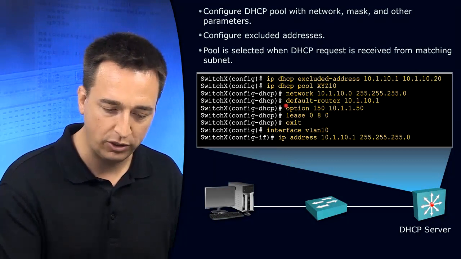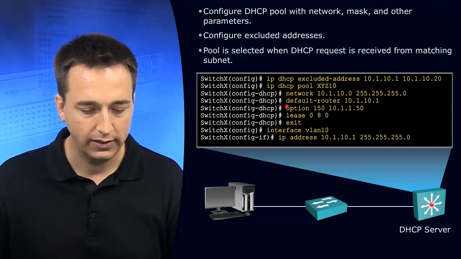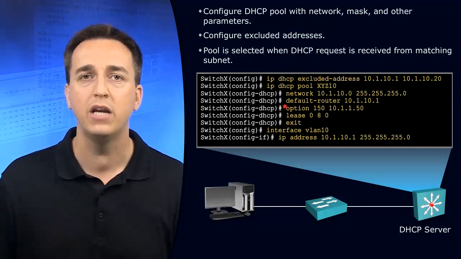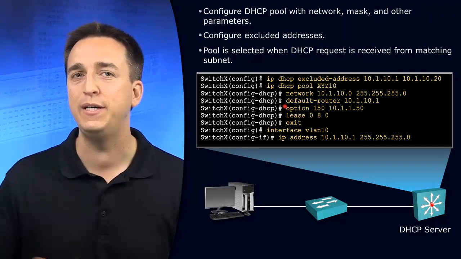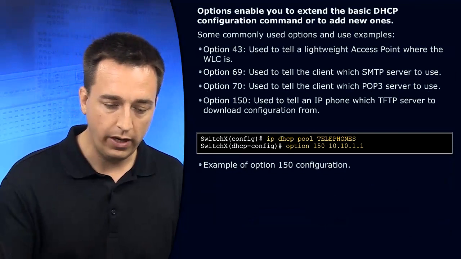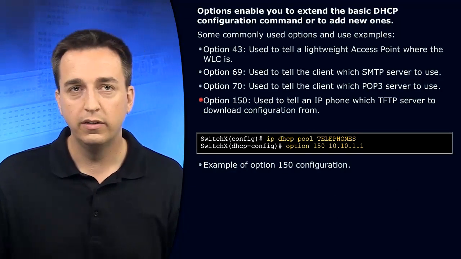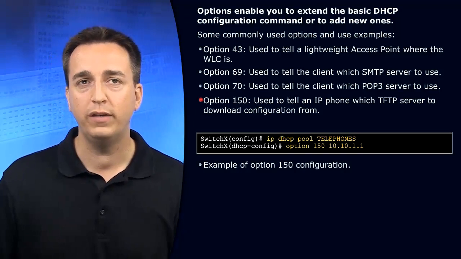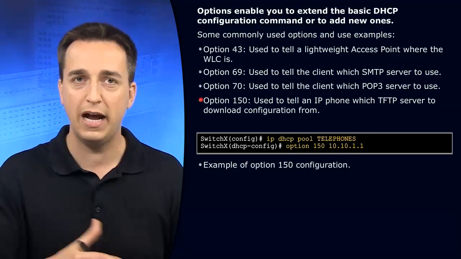There's also this option 150. What is option 150? Well, in this case, it's identifying an IP address of 10.1.1.50. Well, this is the TFTP option. And this is very valuable when we are dealing with Cisco IP phones. When we specify option 150, it's going to tell the IP phones which TFTP server to use to download their configuration information.